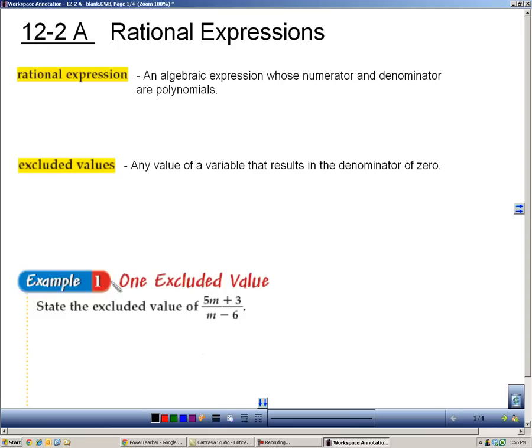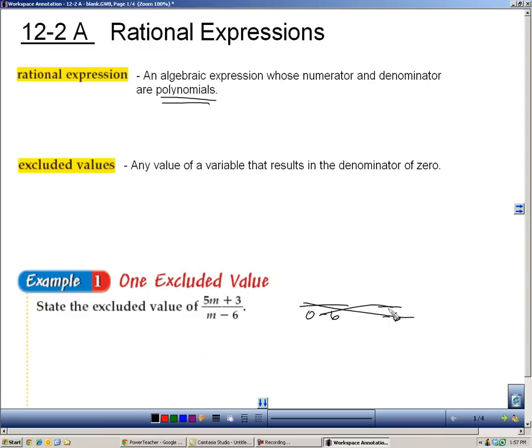An excluded value is a value of a variable that results in the denominator of zero. Let's look at this first example. Here's our rational expression. Notice it has polynomials on the numerator and the denominator, so it's rational. We've got to find what value we could put in for m that would create a 0 on the denominator. Now, I'm not just talking about plugging 0 in for m. If I plug a 0 in for m, 0 minus 6 would make the denominator negative 6, and that's not a problem.